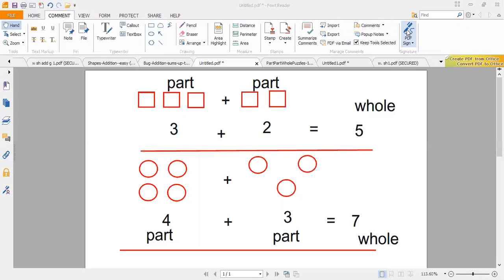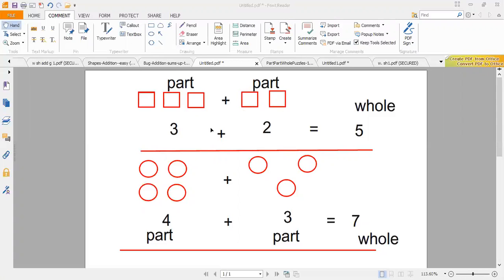Where are the parts and where is the whole? First, in this addition sentence, we have two parts and one whole. Where are the two parts? Yes, 3 is the first part and 2 is the second part. So the parts are the smallest numbers. Can you see in the addition sentence? 3 here is part number 1 and 2 is part number 2, right?